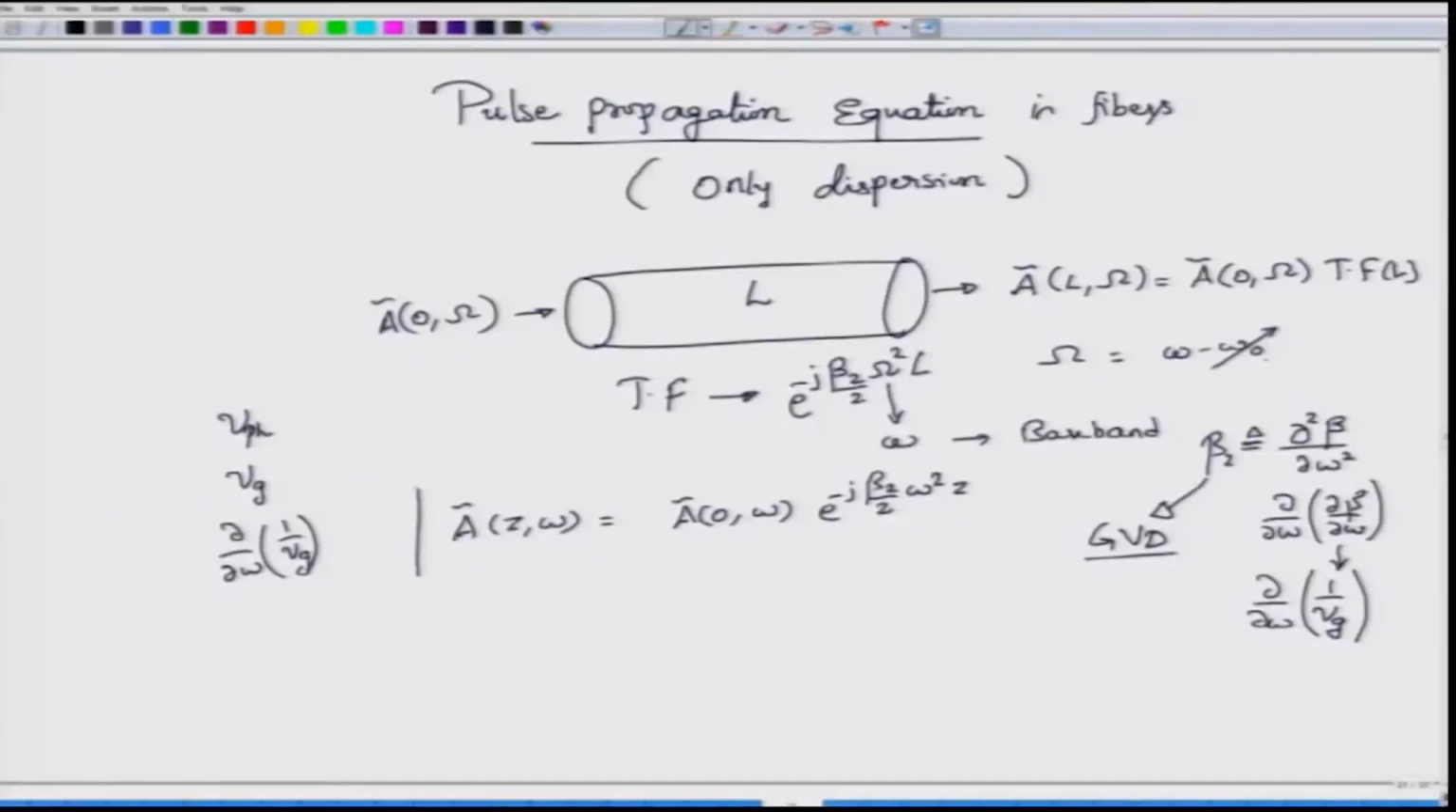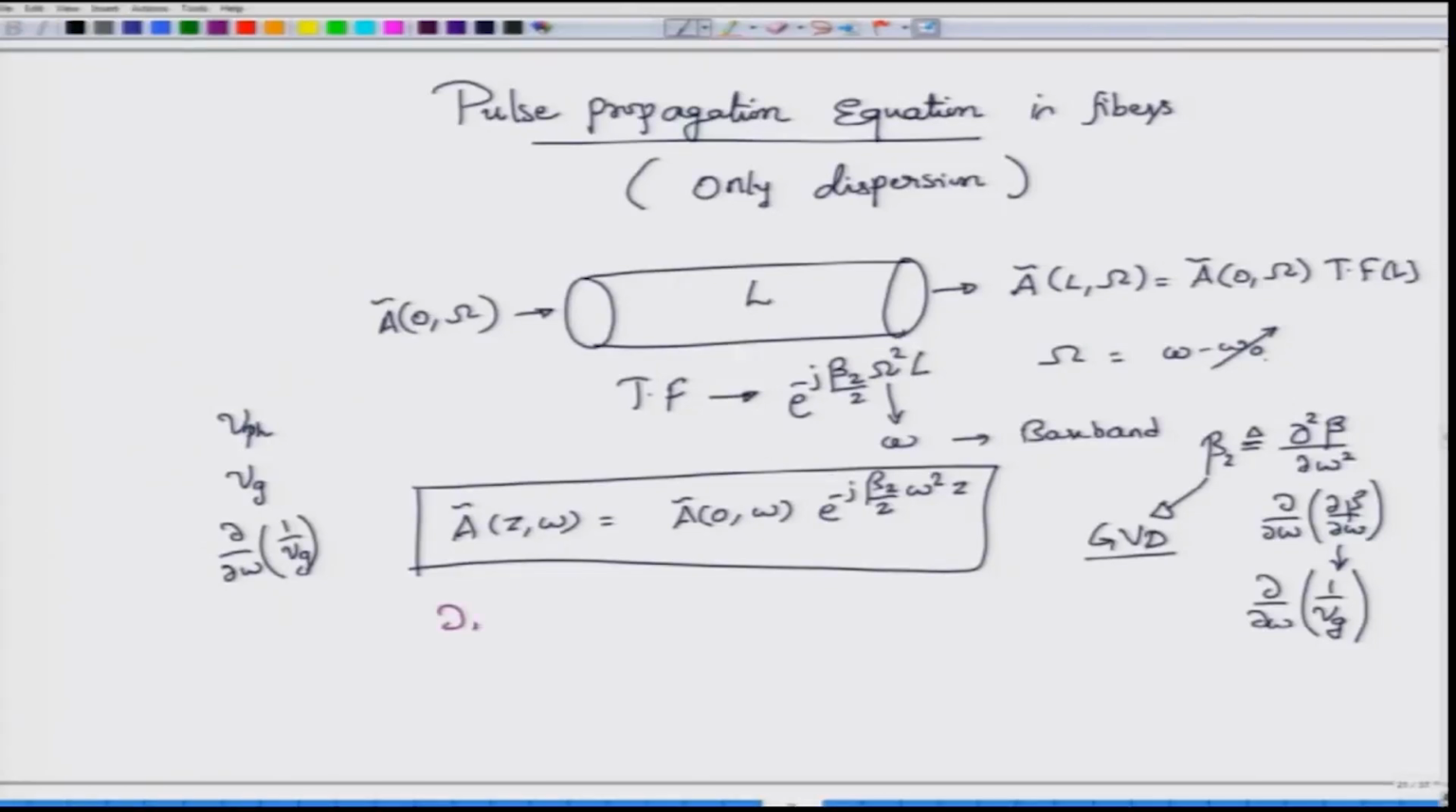Okay. So, this is what we had seen in the last module. I know how to obtain the Fourier transform of the pulse which is propagating, which has propagated a distance z and is subjected to dispersion beta 2. Therefore, this is how the Fourier transform would look.